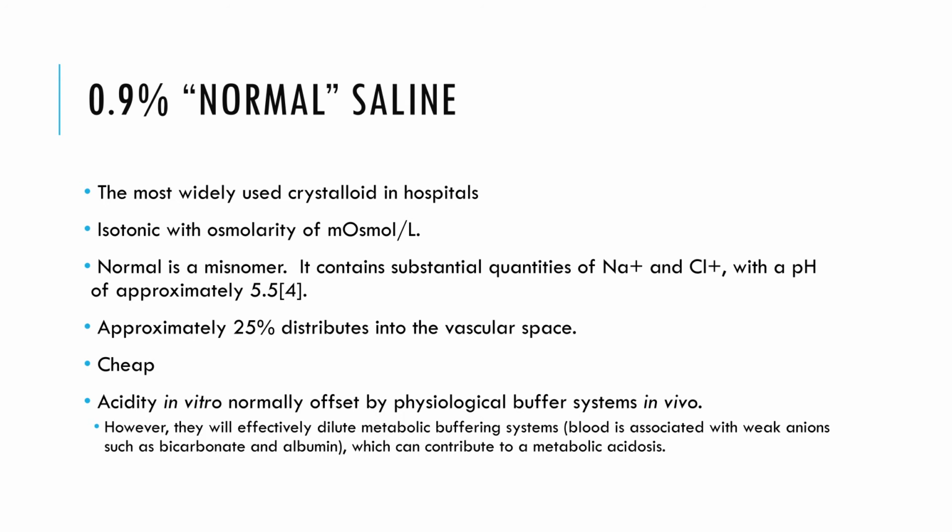Looking through some of the discussion on normal saline, although in vitro it is acidic, pH 5.5, in vivo the acidity is normally quite easily offset by the physiological buffer systems, although there is some evidence that it effectively dilutes the metabolic buffering systems in the blood and therefore can contribute to a metabolic acidosis.